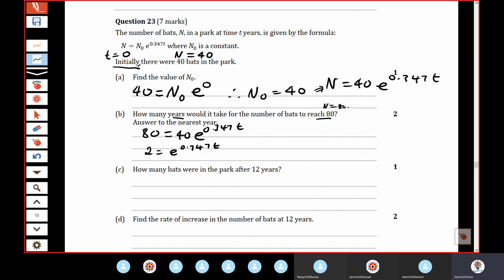What do we do to both sides at this stage? ln. ln, we'll log it. So this and this cancels out. We've got ln 2 equals 0.347 t. And then of course divide by 0.347. So t equals ln 2 on 0.347. It says answer to nearest year. Let's plug it into our calculator. ln 2 on 0.347 is 2 years.